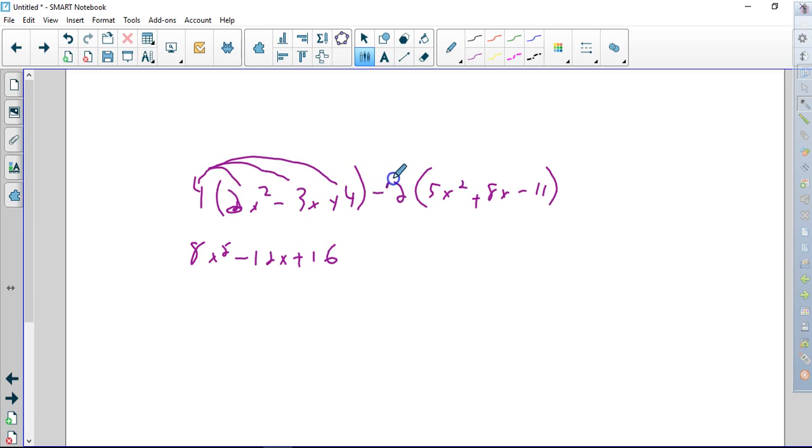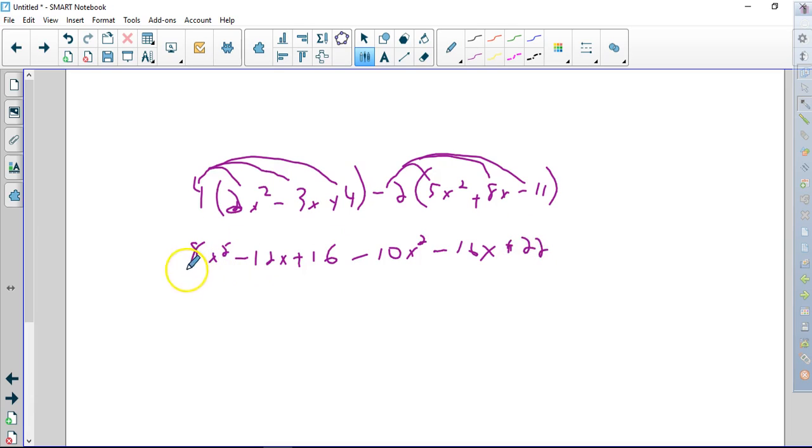Now, I'm going to send this minus 2 in everywhere. And we got to pay attention that it's a minus 2. So I get minus 2 times 5 is negative 10, and the x squared just tags along. Minus 2 times 8x, negative times positive is negative. 2 times 8 is 16. The x just tags along. And then, negative times negative is positive. 2 times 11 is 22.